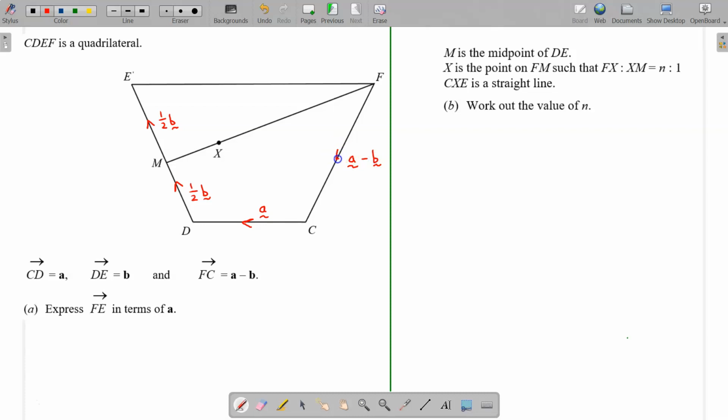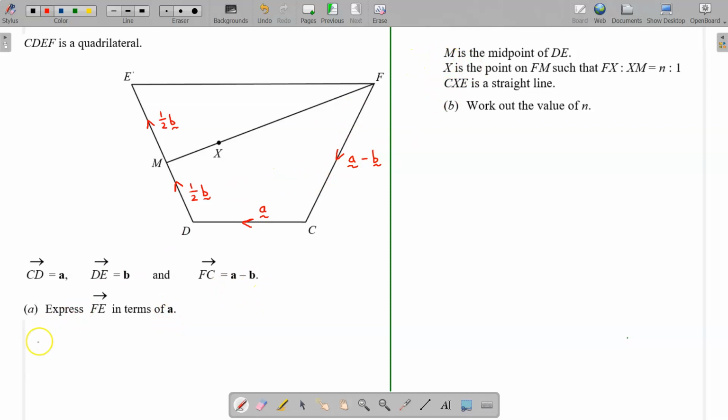So I'm just putting that information onto the diagram. Now it says express FE in terms of A. Well, that's an interesting question, because you're going to start off by having a B in it, but then that will hopefully cancel out. And what this will effectively be telling us is that FE must be parallel to CD if it's only in terms of A. But let's just literally do it as it is.